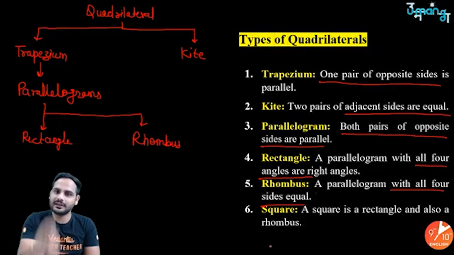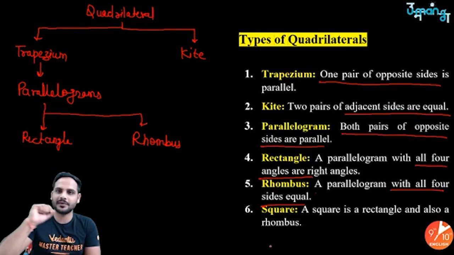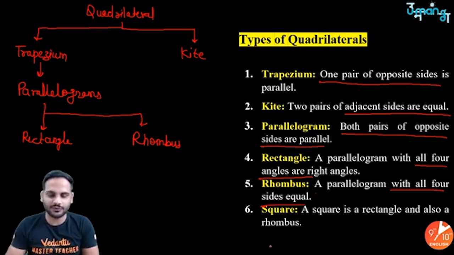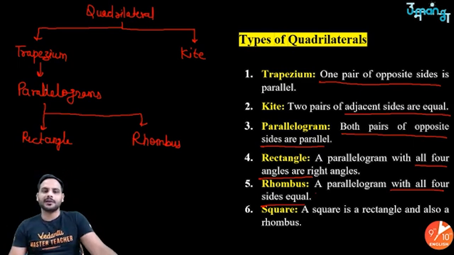But a rectangle follows the definition of a parallelogram as well as a trapezium. In a rectangle, are one pair of opposite sides parallel? Yes, sir, it is a trapezium. In a rectangle, are both pairs of opposite sides parallel? Yes, sir, that also is followed. So a rectangle comes under parallelogram and trapezium. Rhombus also comes under that.